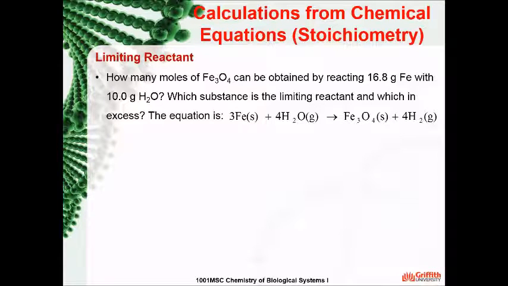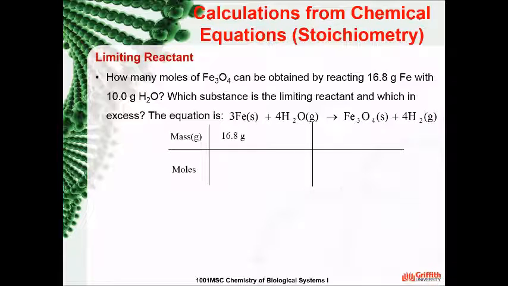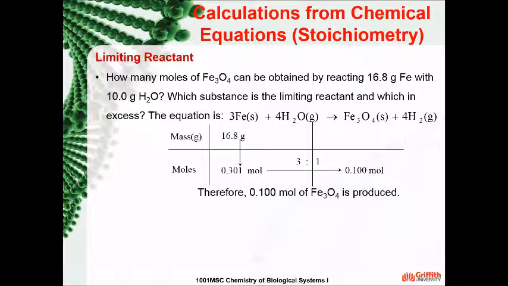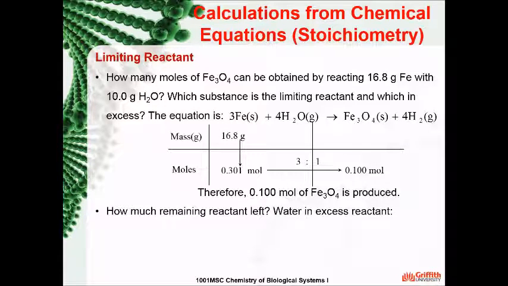Now we can use our table to determine how many moles of Fe3O4 will be produced in the reaction. We calculated the moles of iron in the previous step, so we can add this information to the table. The ratio is 3:1. So 0.1 moles of Fe3O4 is produced. Let's determine how much of the in excess reactant is left. The in excess reactant is water in this example.